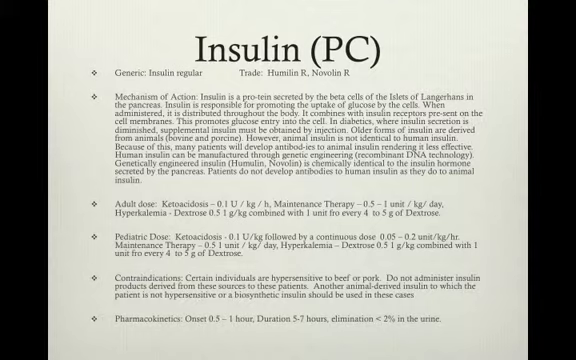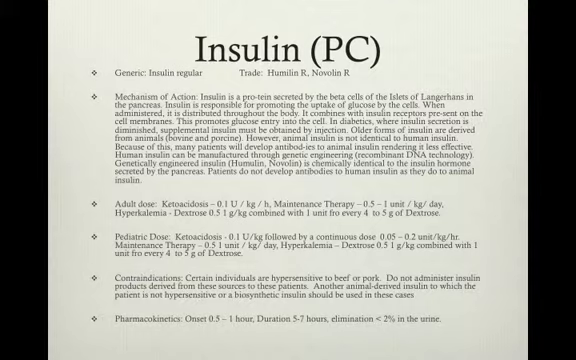Insulin is a protein secreted by the beta cells and the islets of Langerhans. This is in the pancreas. Insulin is responsible for promoting the uptake of glucose by the cells. When administered, it is distributed through the body. It combines with insulin receptors present on the cell membranes. This promotes glucose entry into the cell, and this is done through facilitated diffusion.